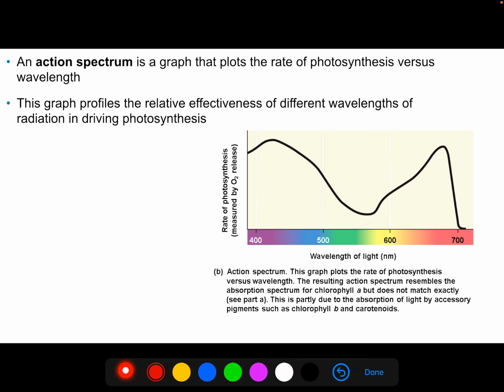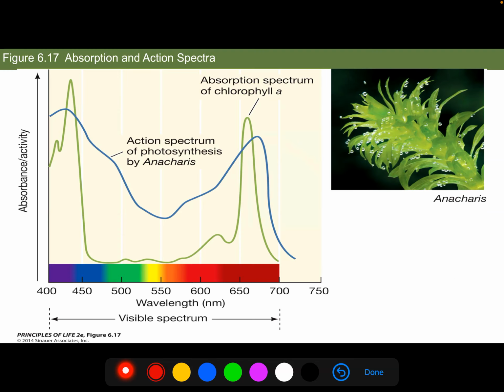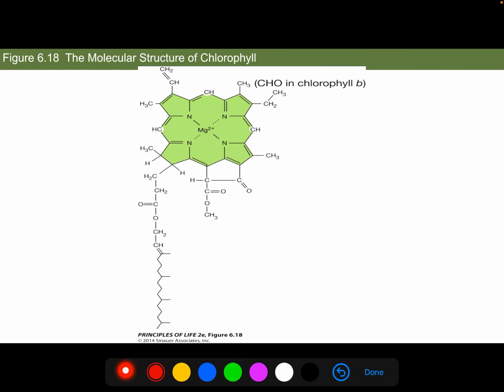And so this is biological activity, and you can see our activity is very low in the green and yellowish area, and that is what's being reflected, okay? And that's just them on top of one another. So you can see the absorption spectrum of chlorophyll A and carotenoids, and then the action spectrum, you can see right here that the biological activity increases when there's more energy being absorbed and decreases when there's less energy being absorbed. Okay, here's what chlorophyll looks like.